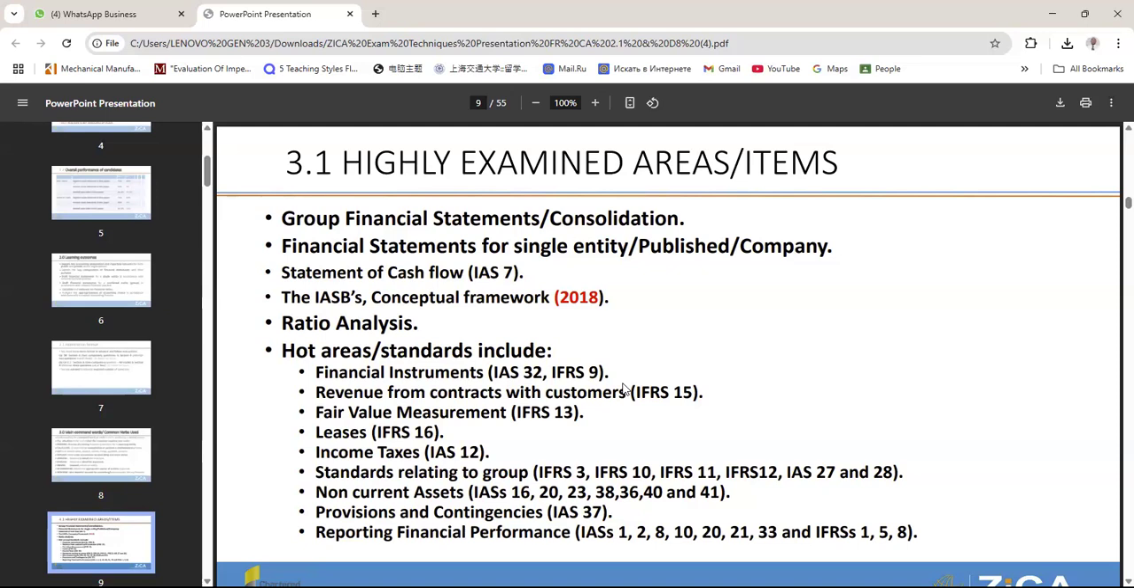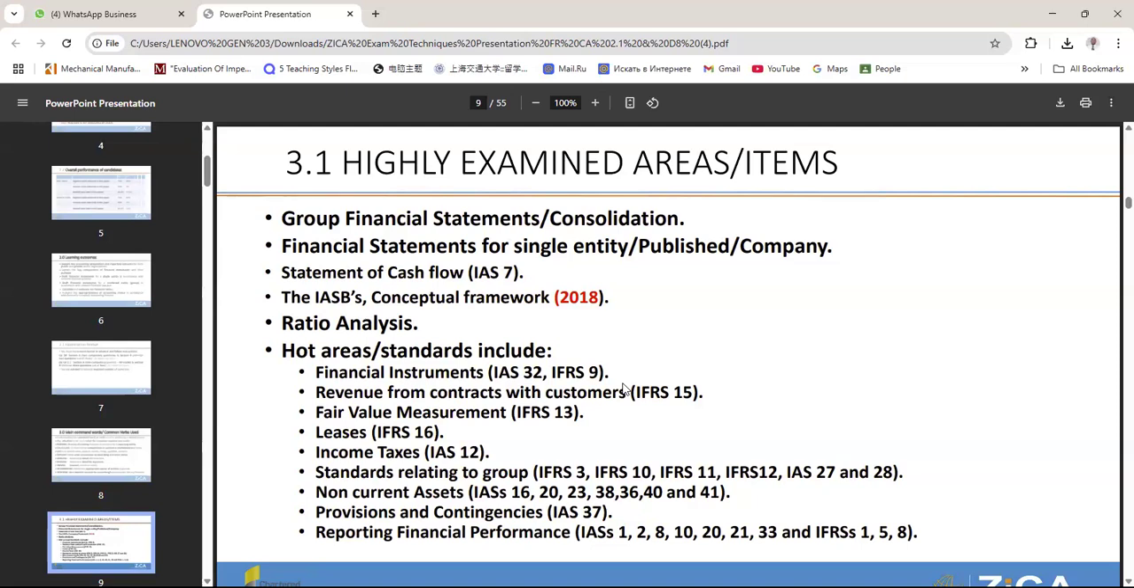Now, IAS 1 will simply give you the format. But in terms of the computation, in order for you to come up with the figures which must be shown in the financial statement, you have to know accounting standards. Another area is cash flow. You have to know how to prepare the cash flow. Then also the conceptual framework for 2018.